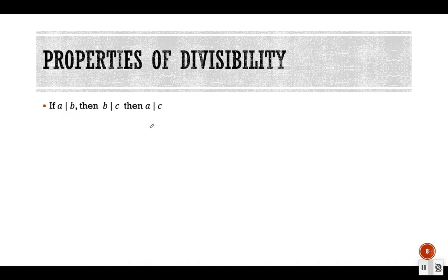So the third property is, if a divides b and b divides c, we can say that a will divide c. Say for example, if 2 divides 4 and 4 divides 16, we can say that 2 divides 16. Now let's try to prove that.